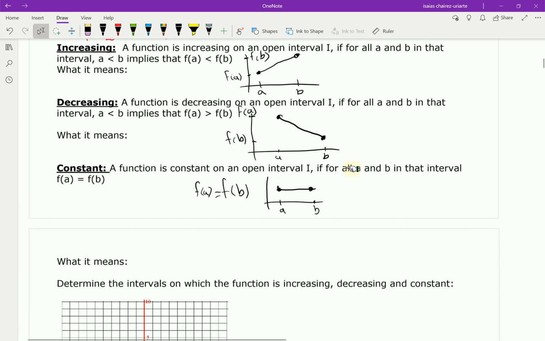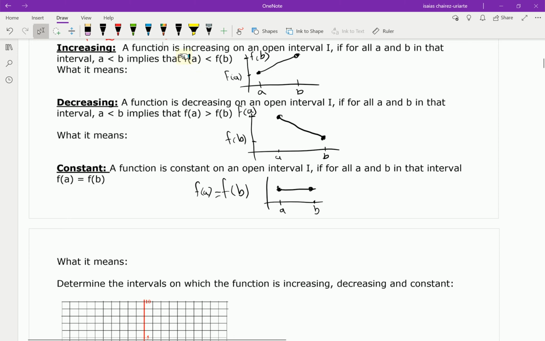So a couple of definitions. When is a function increasing? A function is increasing on an open interval I if for all a and b in that interval, if b is bigger than a, that implies f of b is bigger than f of a.